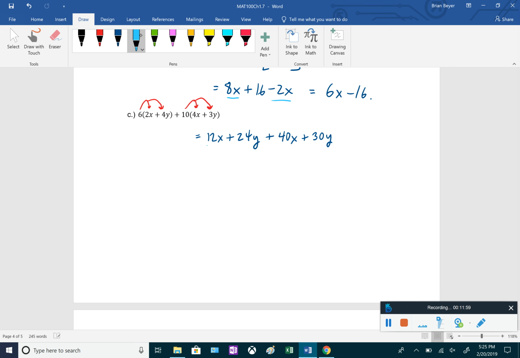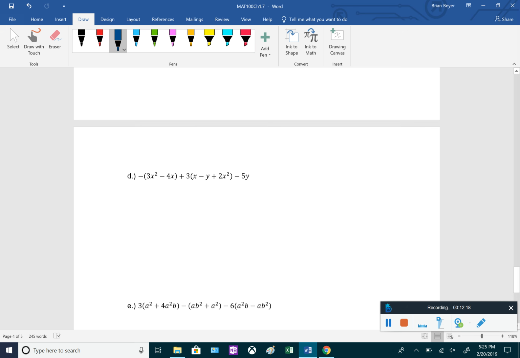So combining like terms, we have 12x plus 40x, which is going to give us 52x. And then we also have 24y plus 30y, or like terms. So that gives us 54y. So 52x plus 54y.